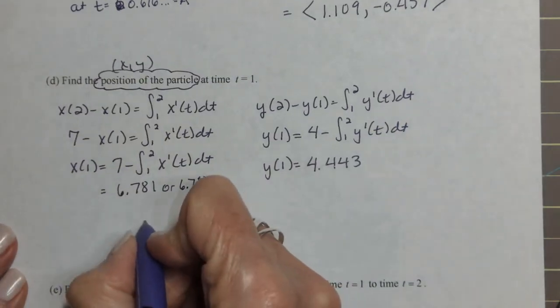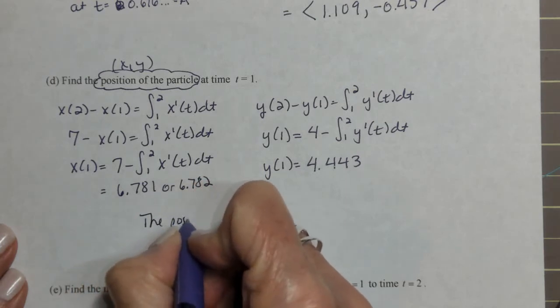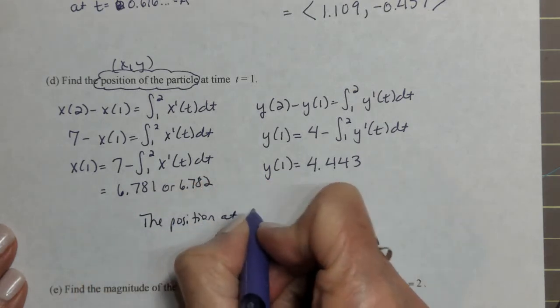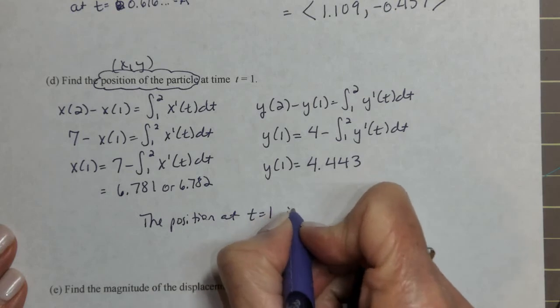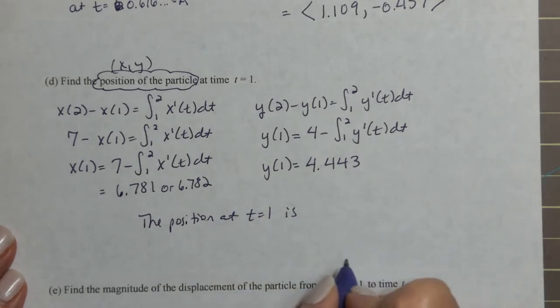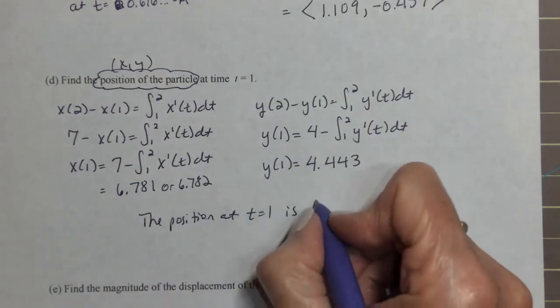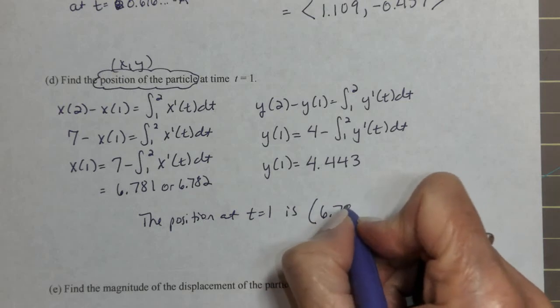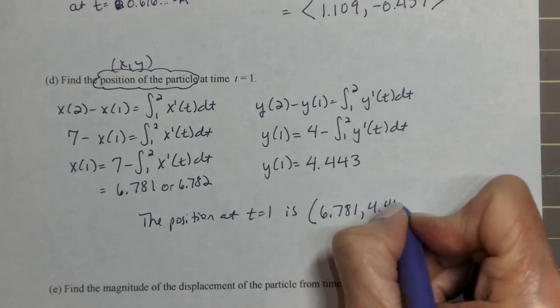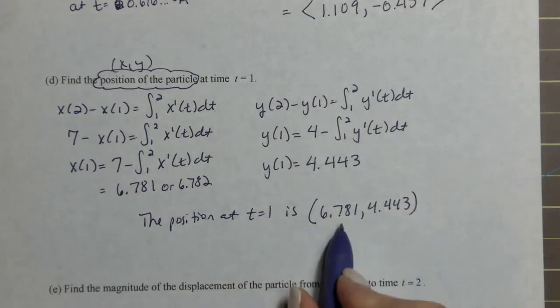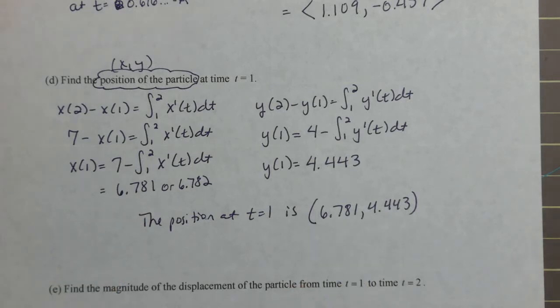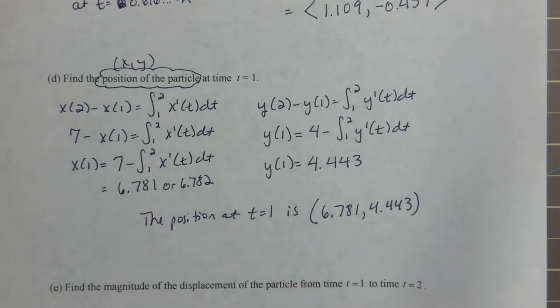So the position at time 1 is, and I'm looking back at the original problem, they gave me the position used in parentheses, so I'm just going to use parentheses. And I just chose that first x coordinate that I found. So yeah, that's the position.